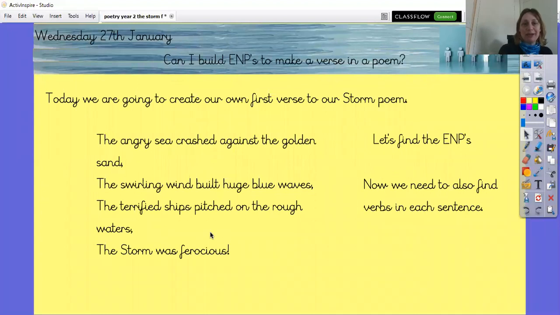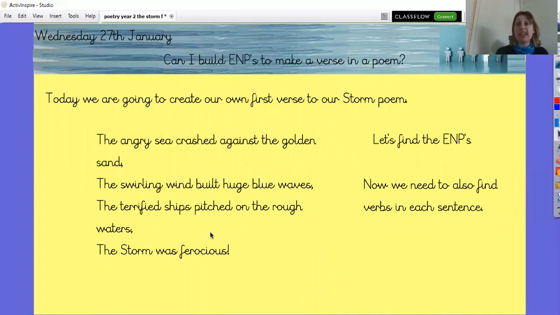Okay, hope you enjoyed practicing your spellings. Now, today is quite an exciting day because we're going to innovate the poem that we had from Mr. Moon and create our own verse for our poem. So here's the original version of the poem that we're going to be working with. And we're going to read through it together. Then we're going to look out for the expanded noun phrases. And then we're also going to take a different colour to find the verbs.